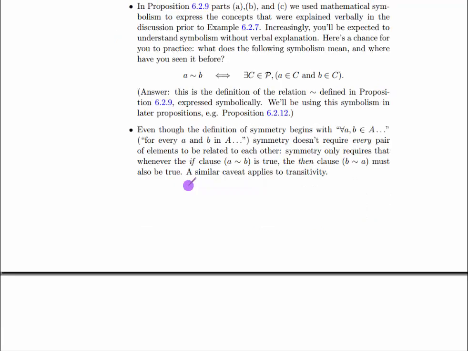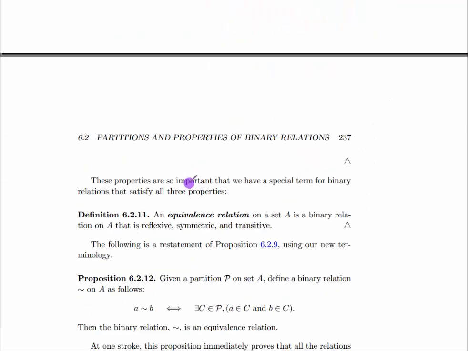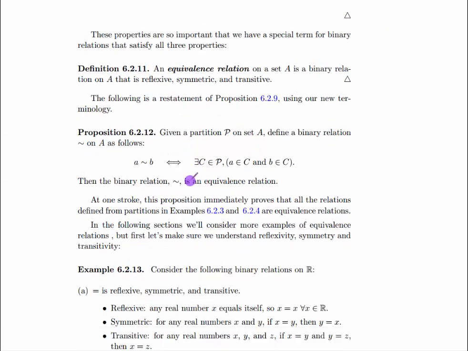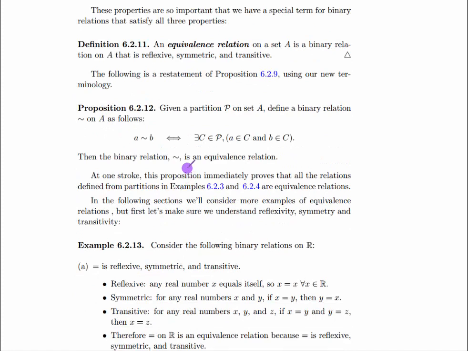Let's see. Now there are some pitfalls. Oh, before we talk about the pitfalls, recap. We know that any partition gives rise to a relation that's reflexive, symmetric, and transitive. So we're going to call that type of relation an equivalence relation. Any relation that satisfies these three properties, reflexive, symmetric, and transitive, is known as an equivalence relation. So the proposition that we proved, we can restate as follows.